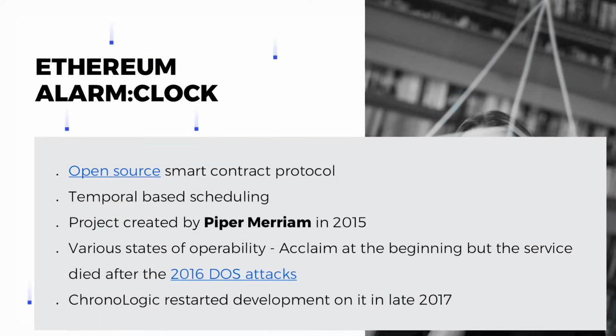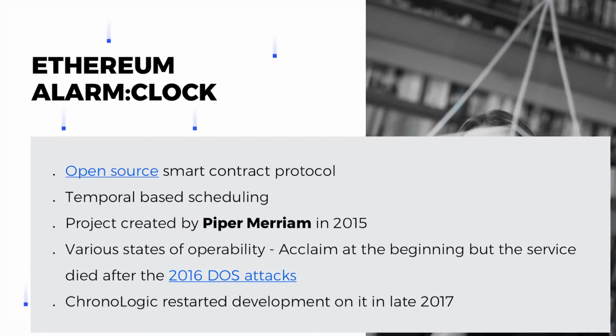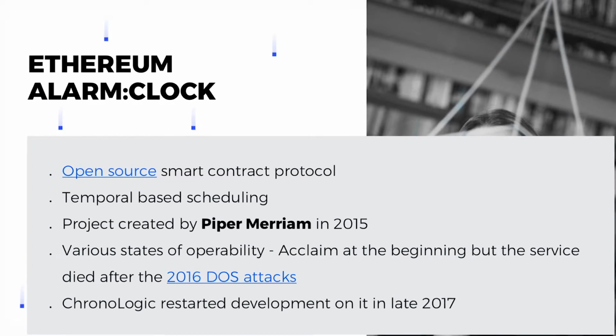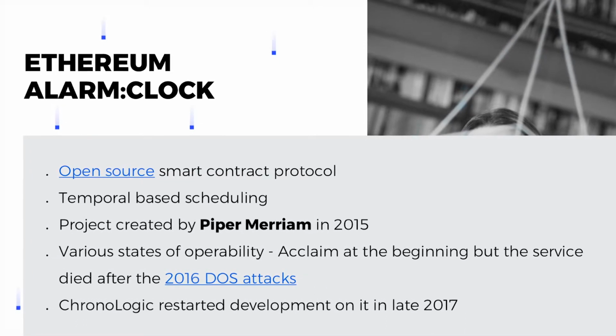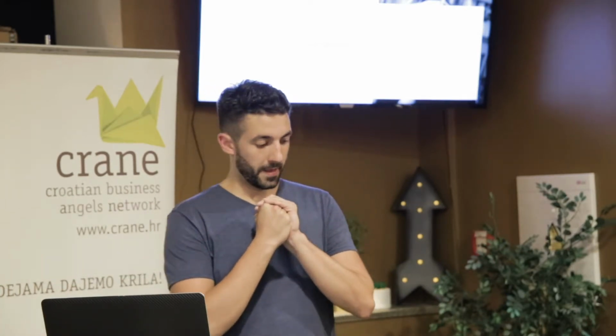There has been a smart contract protocol called the Ethereum Alarm Clock, developed in 2015 by a guy named Piper Merriam, who is now working at the Ethereum Foundation. He built a protocol that allows you to do exactly this. It allows you to schedule a transaction and make sure that it gets executed at this point in the future.